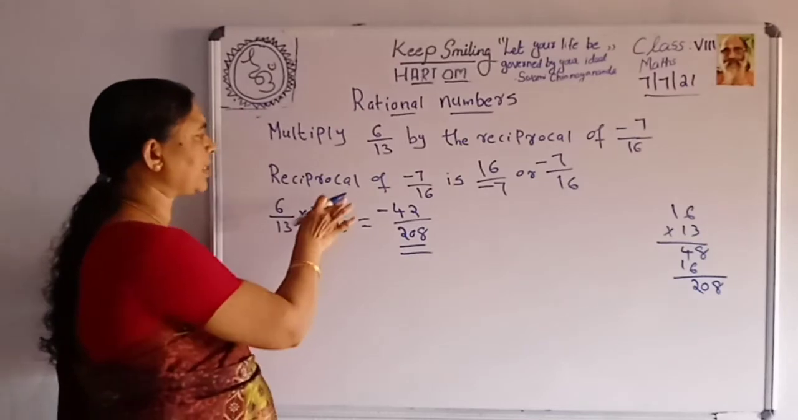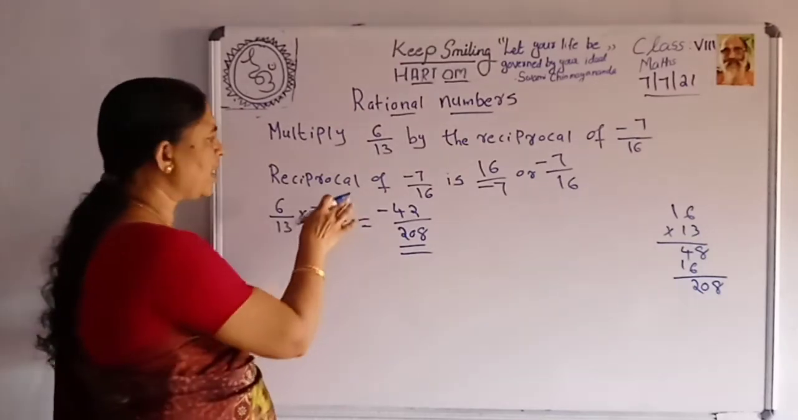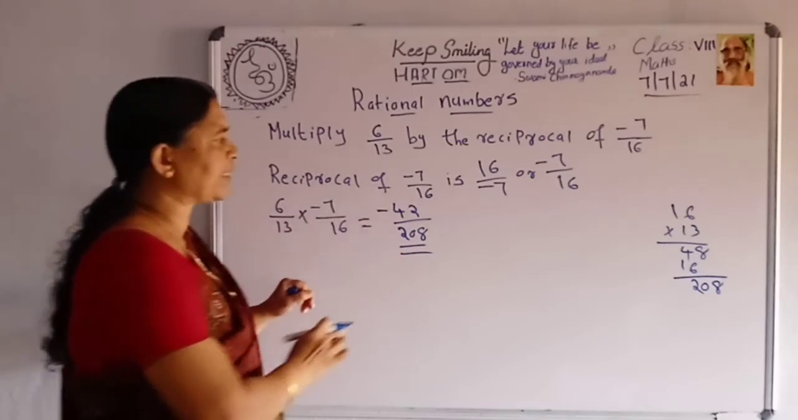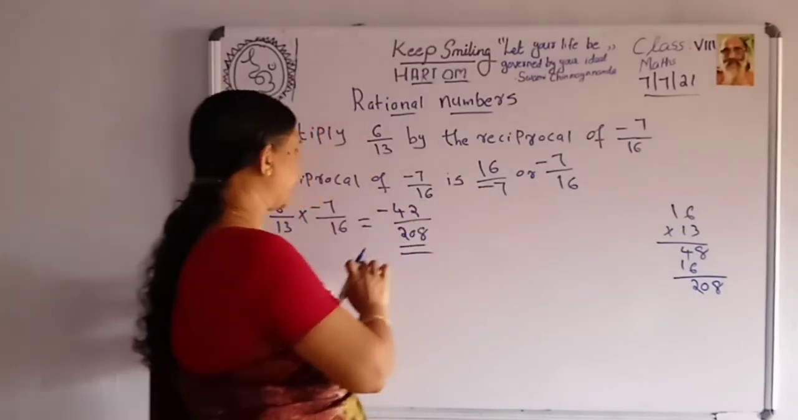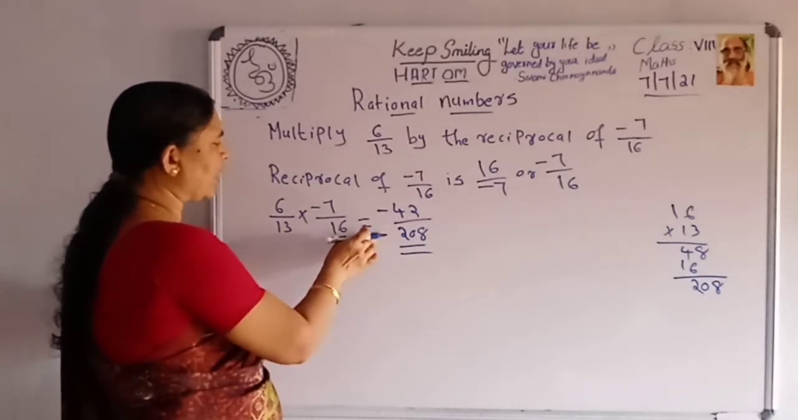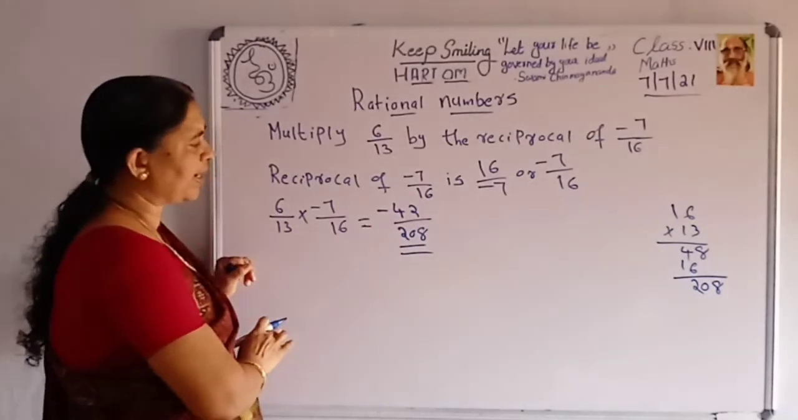So to multiply 6 by 13 by the reciprocal of minus 7 by 16, first we find the reciprocal of minus 7 by 16. It is equal to 16 by minus 7. Then 6 by 13 into 16 by minus 7 is equal to minus 42 by 208.